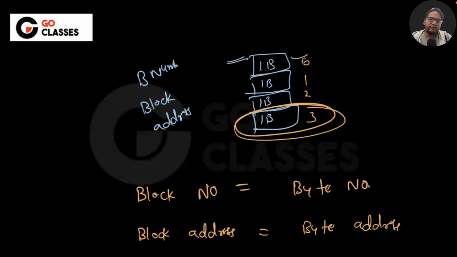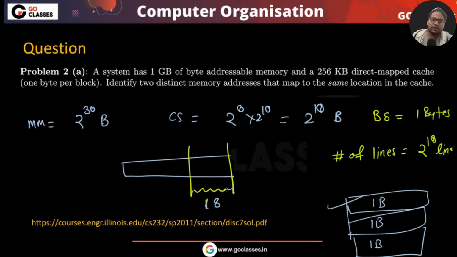If I'm saying this is the 0th block, first block, second, third, and whatever the block, let's suppose I say the block number is 200. Isn't it the same as the byte number? So block number and byte number are the same. So that's why there is no offset here. That's fine. So these are the 18 bits that you have.